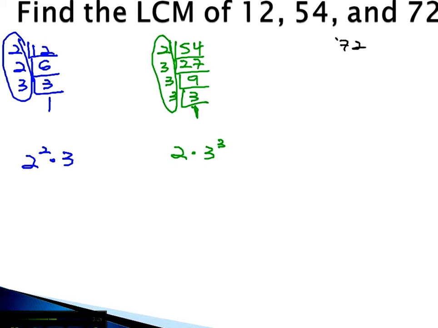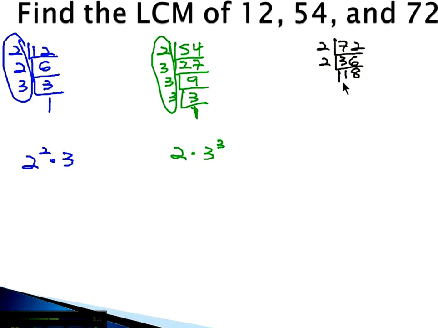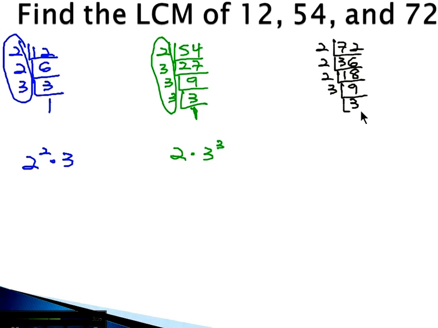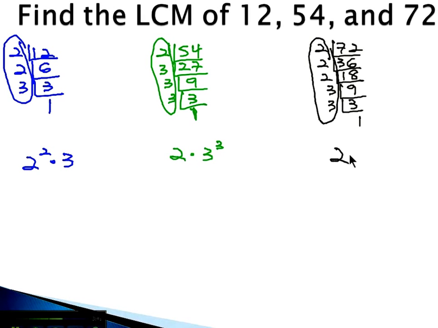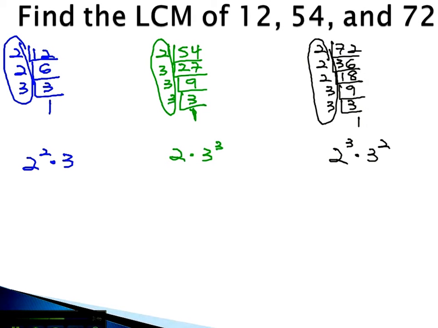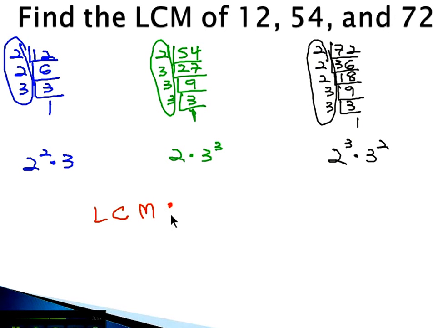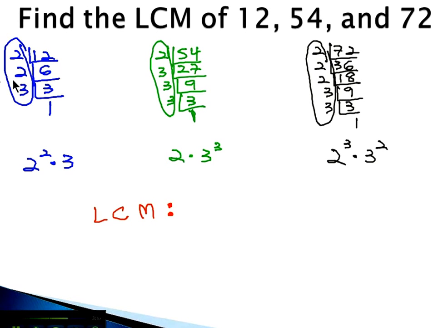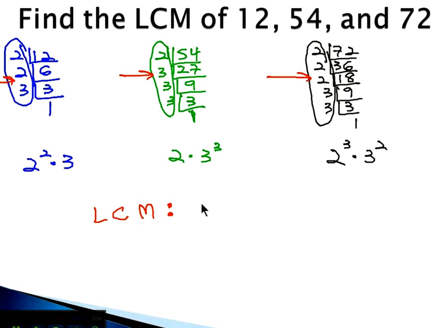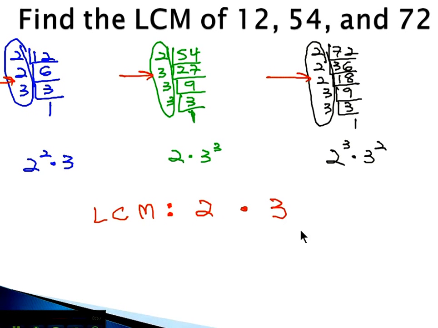Doing the 72 also, divisible by 2 36 times, divisible by 2 18 times, divisible by 2 9 times, divisible by 3 3 times, divisible by 3 once. The prime factorization of 72 is 2 to the third power times 3 squared. Now that we have those prime factorizations, we can identify the least common multiple by taking all factors with highest exponents. As we were dividing, the factors we ended up with were 2's and 3's.